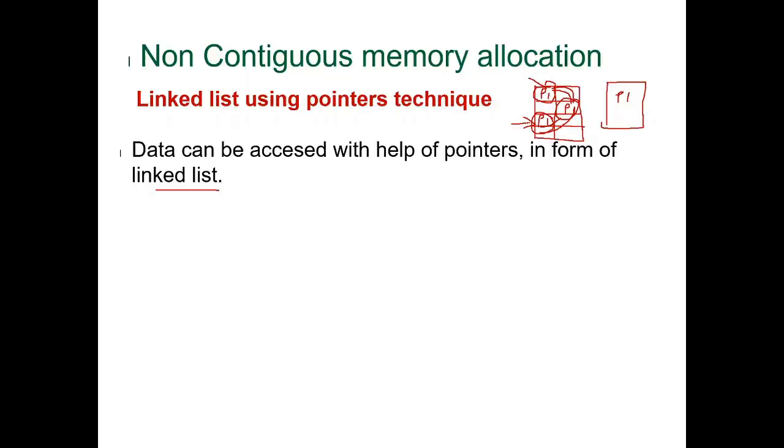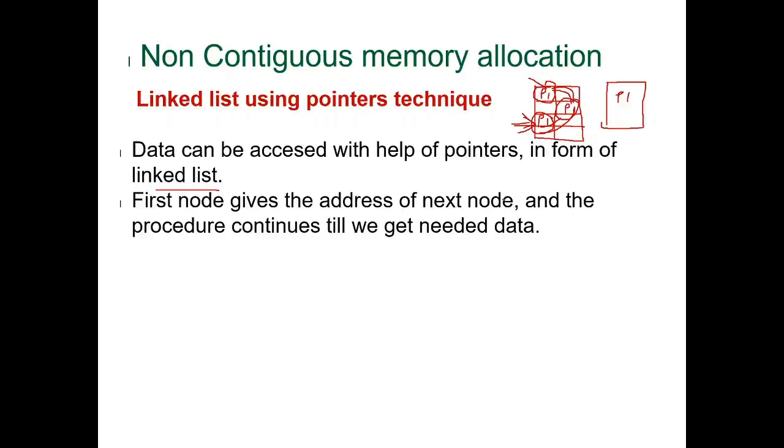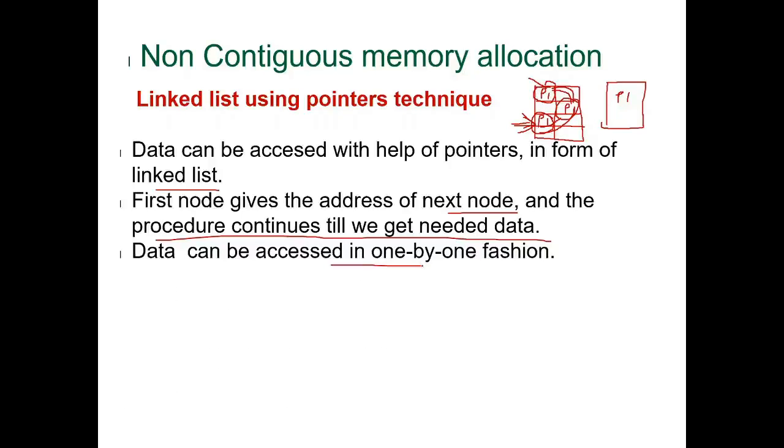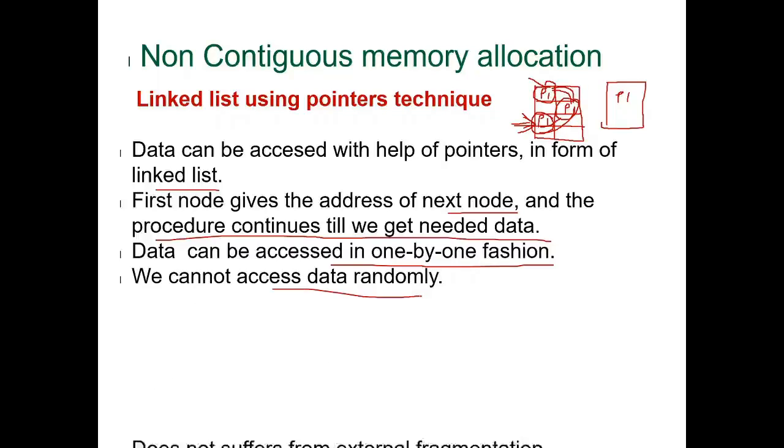So randomly you cannot access any data. Suppose you want to access only the last data, then you cannot access it directly. All the previous data you need to access, and only then can you visit the last node. So the first node gives the address of the next node, and the procedure continues till we get the needed data. Data can be accessed in a one by one fashion, step by step, in a sequential, linear manner, one after the other. We cannot access data randomly or directly.